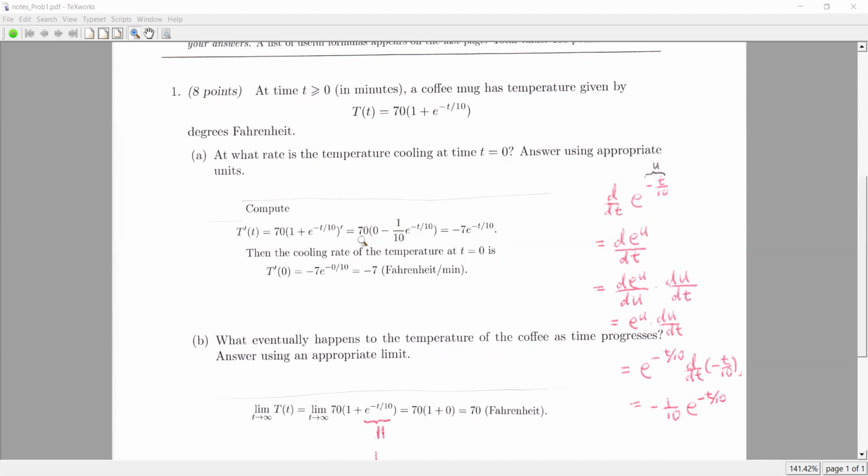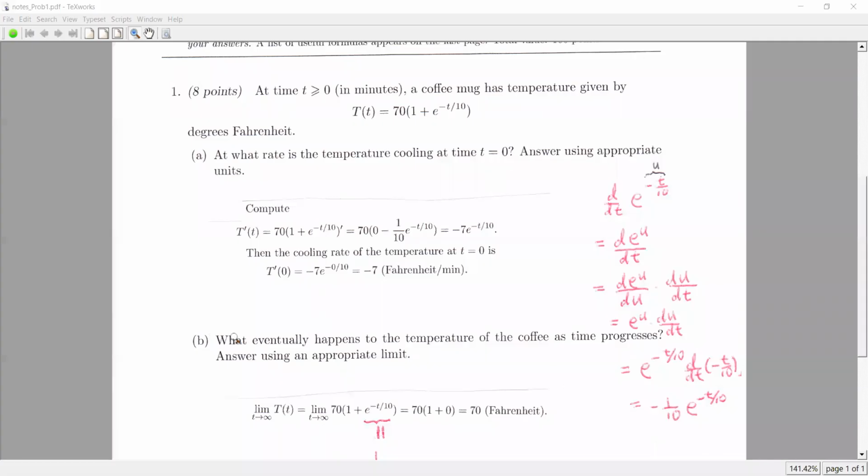Now, the result of the derivative at t is this. Now plug in 0 for t. Then the derivative at 0 is negative 7. The unit is Fahrenheit per minute.